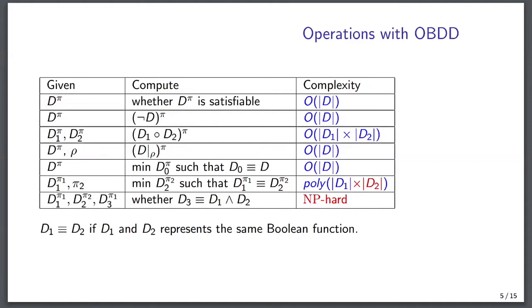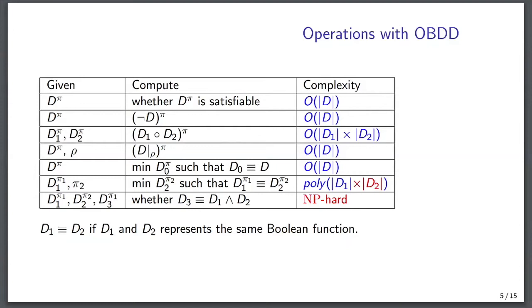Second, it's very easy to compute the negation of the function. We just flip the 0 and 1 sinks. It's also rather easy to compute any Boolean operation of two functions. The complexity of this is the product of the sizes of the two OBDDs. It's extremely easy to apply a restriction to a function.